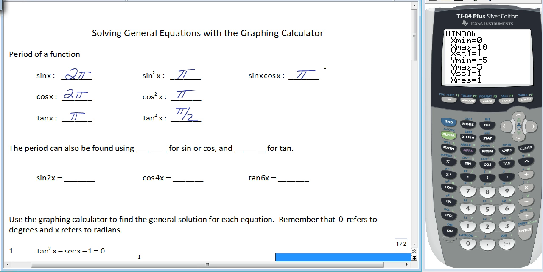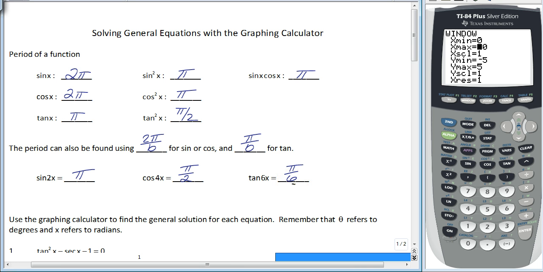Then the period could also be found the good old-fashioned way, like with graphing. So it's always 2 pi divided by our b value for sine and cosine, and for tangent, it would just be pi divided by b. So sine of 2x means your period is 2 pi divided by 2, so it's pi. The cosine of 4x would be pi over 2, because 2 pi divided by 4 is pi over 2. And the tangent of 6x, since tangent is normally just pi, this would be pi over 6.